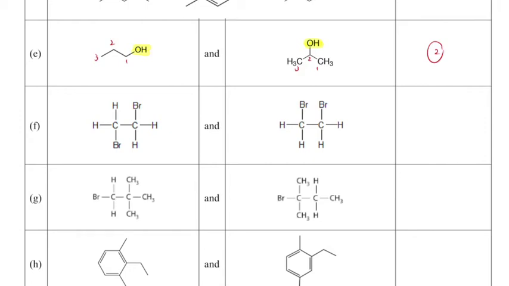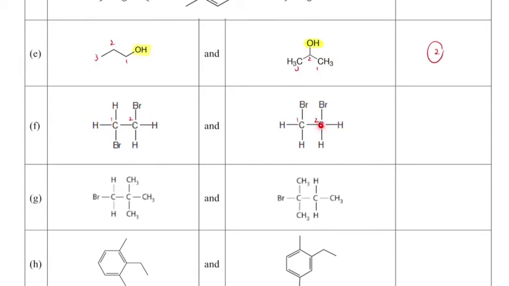Next one. Okay, so now for both of the molecules we have 2 carbons, and we also have 2 bromine atoms attached to the carbon chain. Let's take a look at the position of those 2 bromine atoms. One of the bromine is attached to the first carbon, the other bromine is attached to the second carbon. On the right hand side molecule, again, one of the bromine is attached to the first carbon, the other bromine is attached to the second carbon.